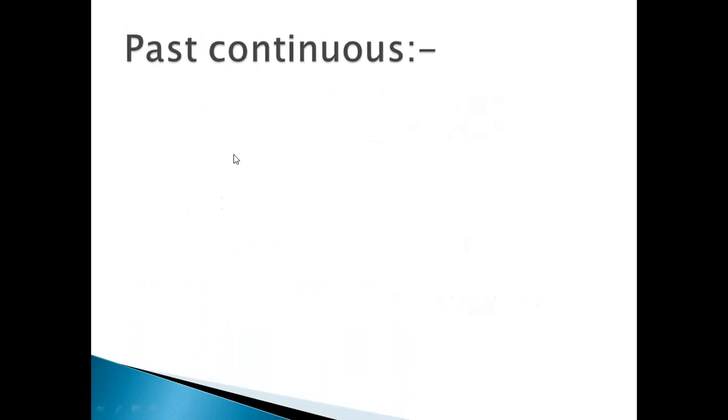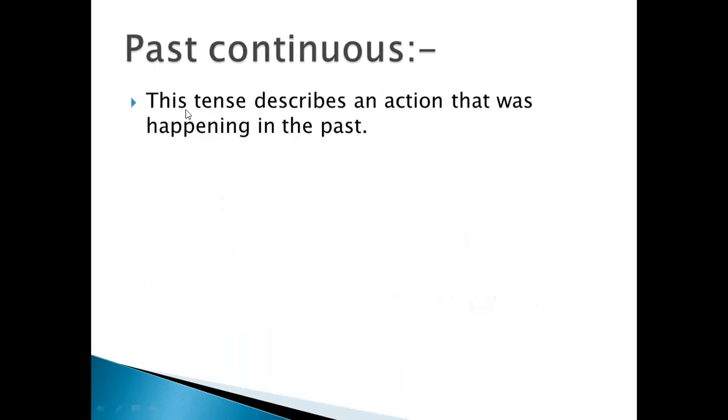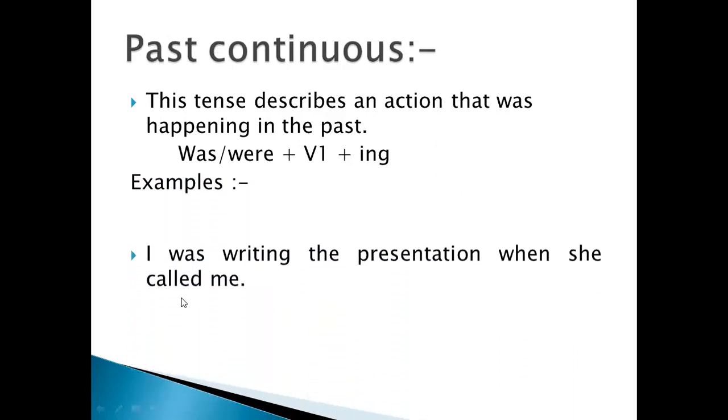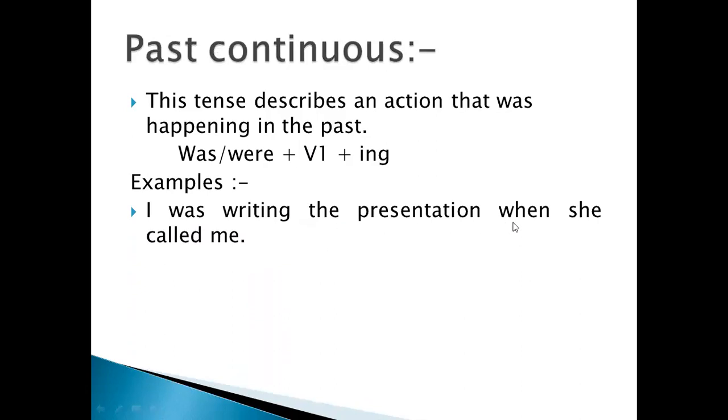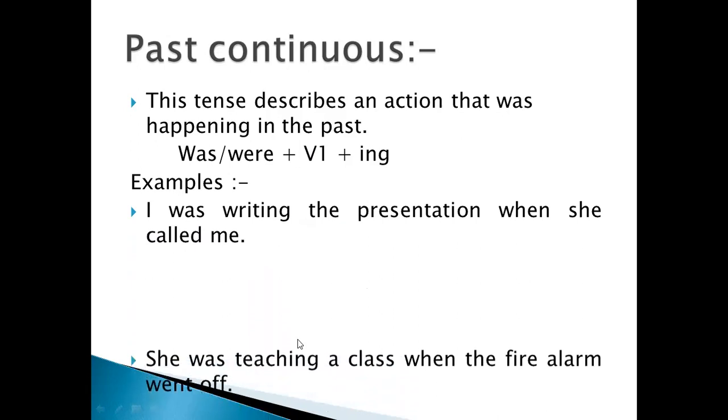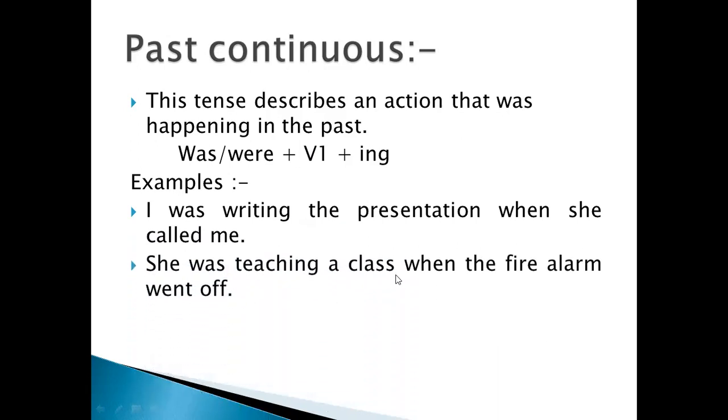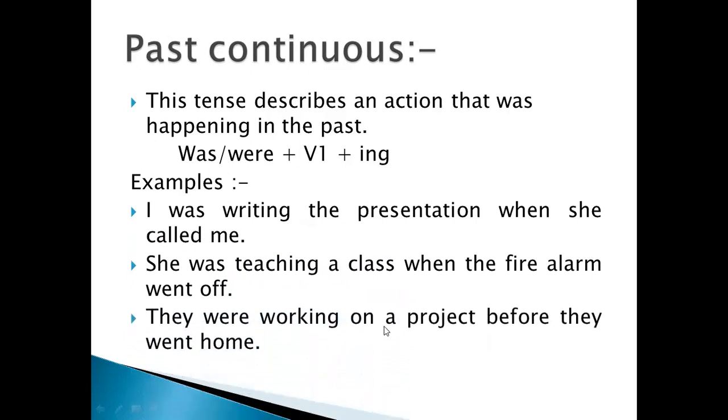Past continuous tense. Past continuous tense describes an action that was happening in the past. Was or were plus V1 form of the verb plus ing is used. Examples are: I was writing the presentation when she called me. She was teaching a class when the fire alarm went off. They were working on a project before they went home.